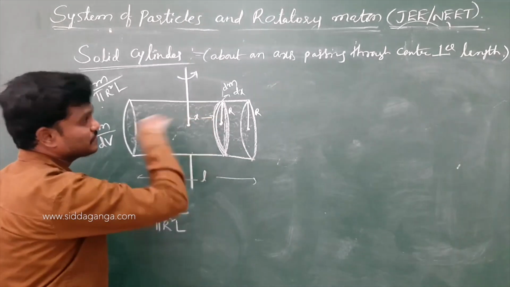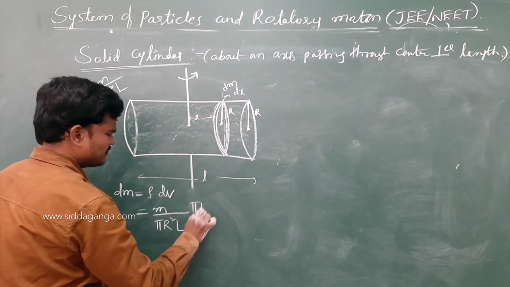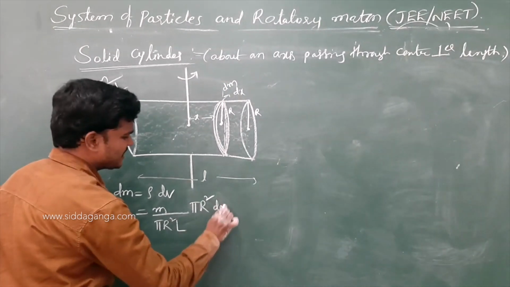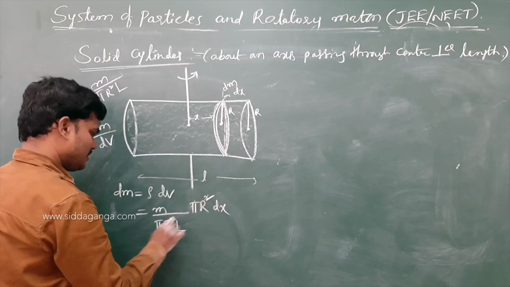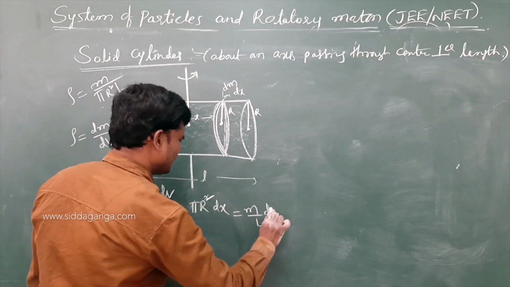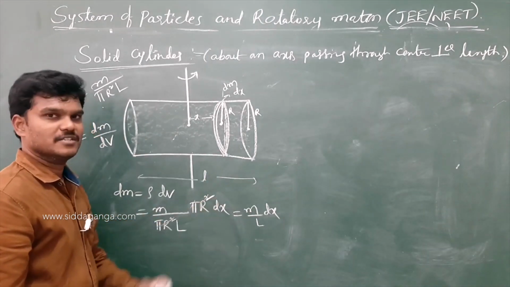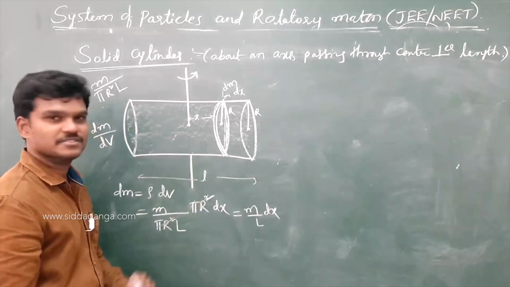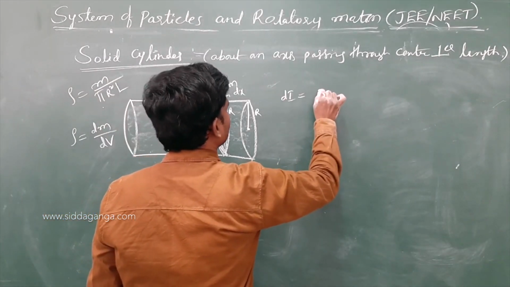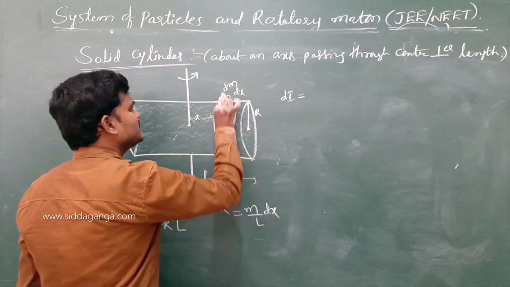Volume of this one is what? Area of the disc, pi r square, times thickness of the disc, dx. Pi cancels, so you are getting m by L dx, like a rod. Just verify the rod concept as it is. And the moment of inertia due to the small quantities, I am using the parallel axis theorem to find this.